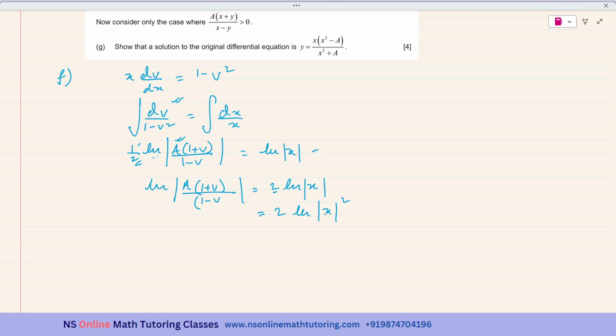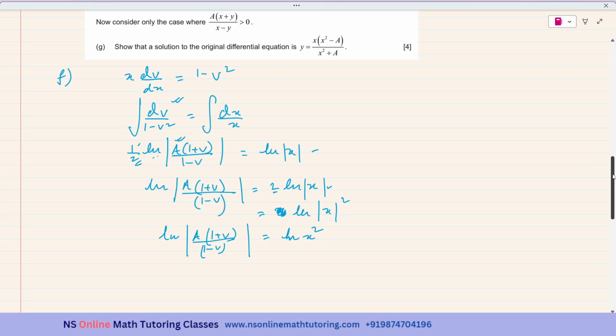The argument of the log function has to be a positive term. That is why we use the absolute value notation. But x square will always be a positive term, so it doesn't matter what is the value of x. x can be positive or x can be negative, but x square will always be positive. So this is nothing but ln of x square. So this is equal to ln of a and 1 plus v over 1 minus v.